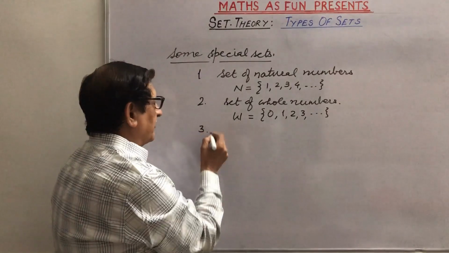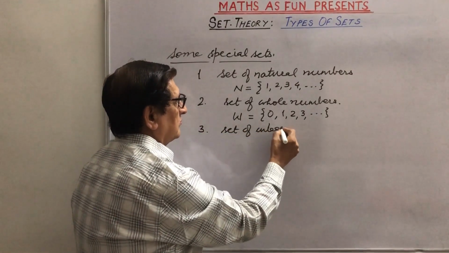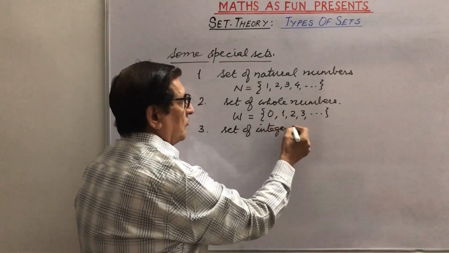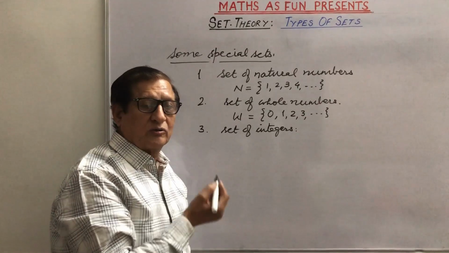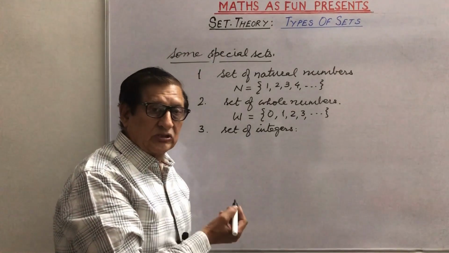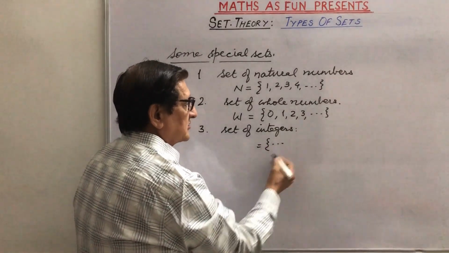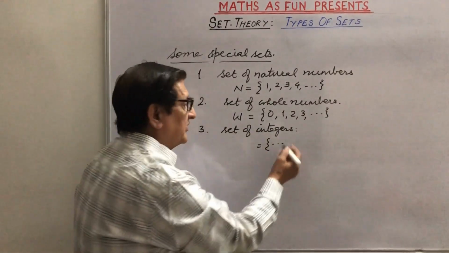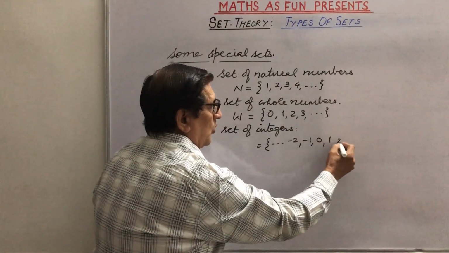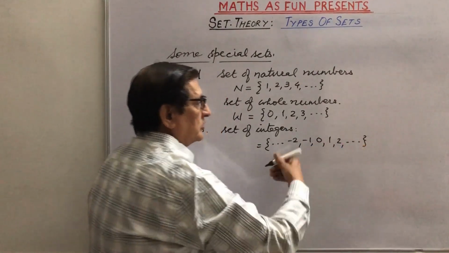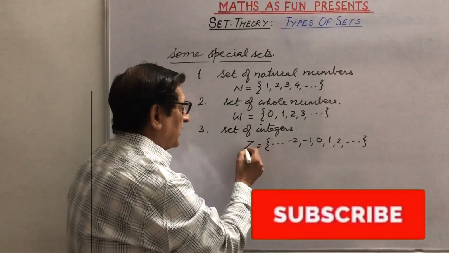Number 3 we have the set of integers. We know all negative and positive whole numbers are known as integers. Integers are represented like this, starting from minus infinity, minus 2, minus 1, 0, 1, 2 and continuing in the positive direction. This is represented by capital Z.